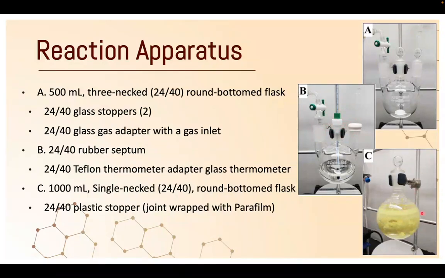And in image C, we can see a 1,000 milliliter single neck round bottom flask that was used, 24/40, and later in the experiment, the flask is equipped with a 24/40 plastic stopper joint wrapped with parafilm over here.